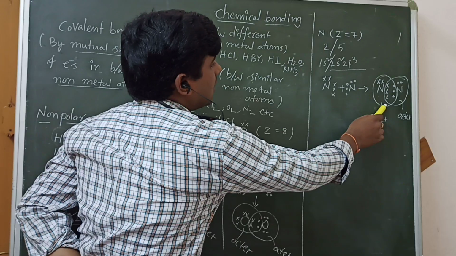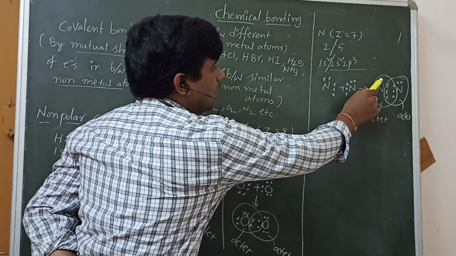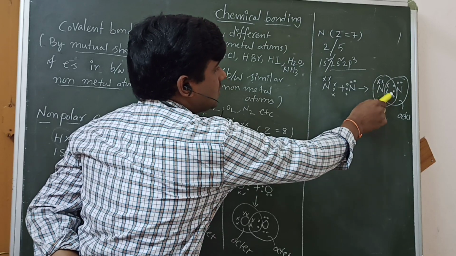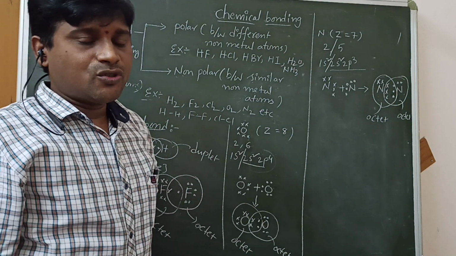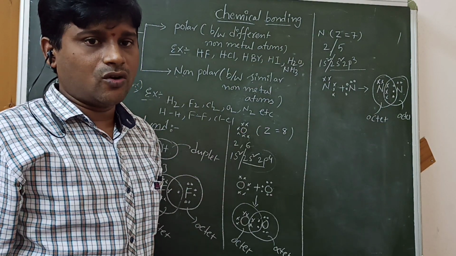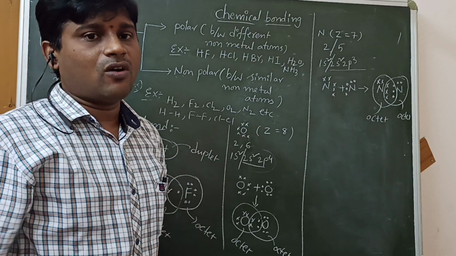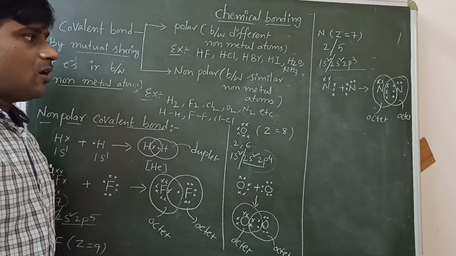Once you observe in this circle, how many electrons are there? Here 8 are there: 3 twos are 6, 6 plus 2. In the similar way, 3 twos are 6, 6 plus 2, 8. So individually those two atoms get octet configuration by covalent bond formation. This is about non-polar covalent bond.